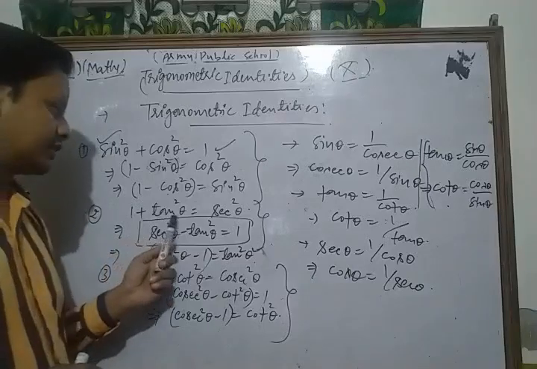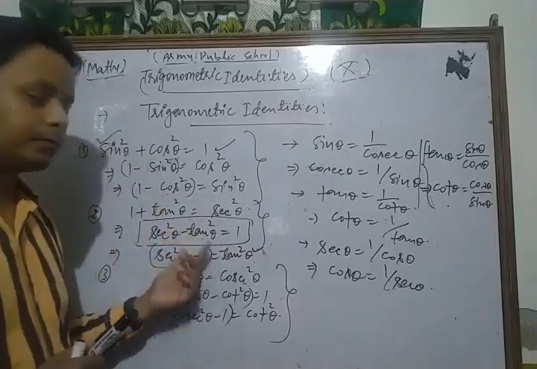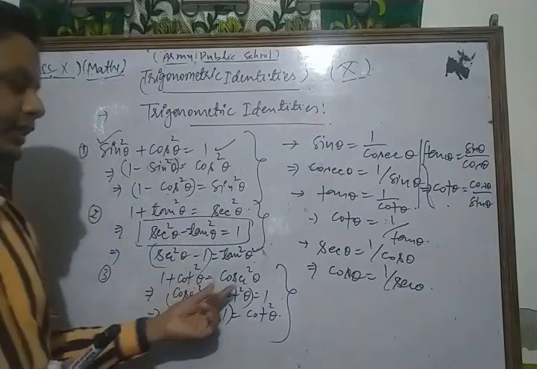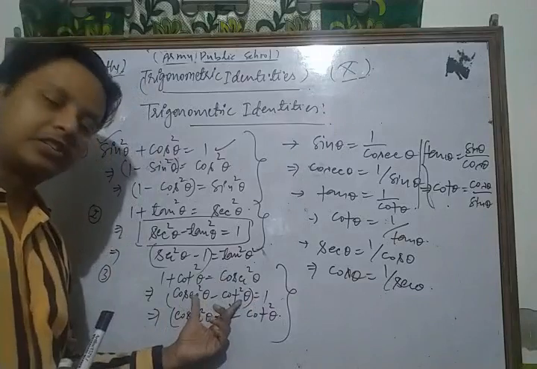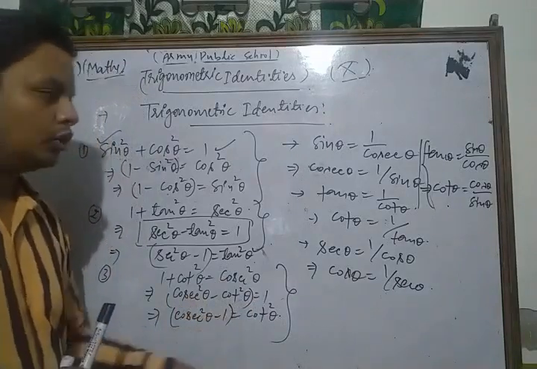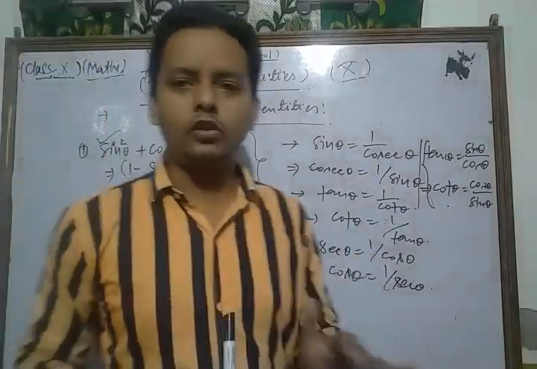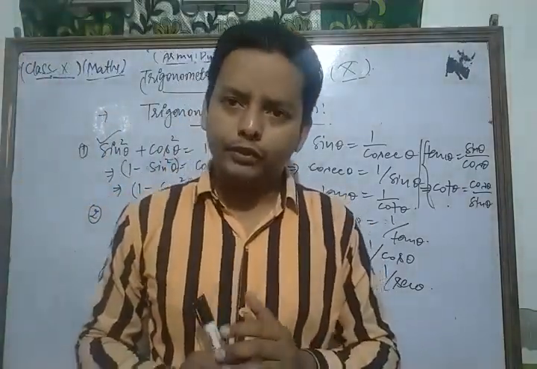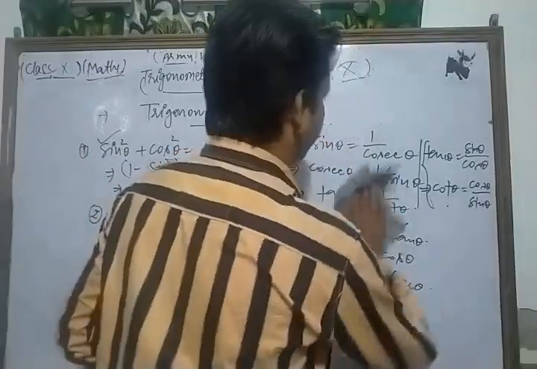Next one, 1 plus tan square theta is equal to sec square theta. From there you also find these two identities. Similarly, 1 plus cot square theta is equal to cosec square theta. From there you also find these two very important relations between trigonometric ratios. So please learn all these identities. Now we will solve some important questions of your syllabus based on these trigonometric identities. Let's see.